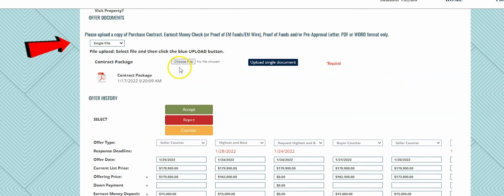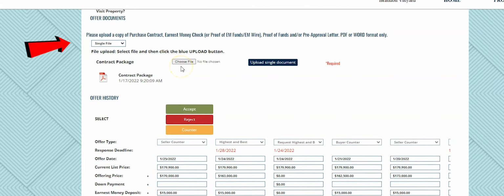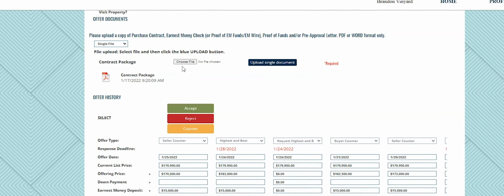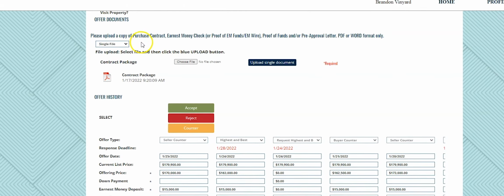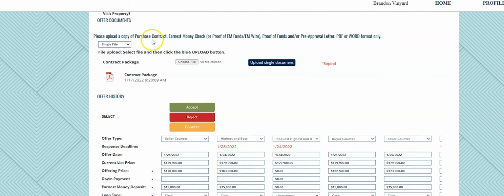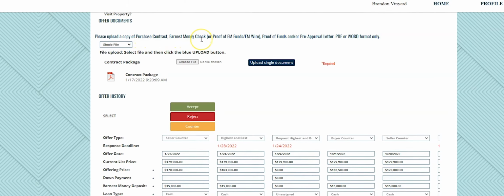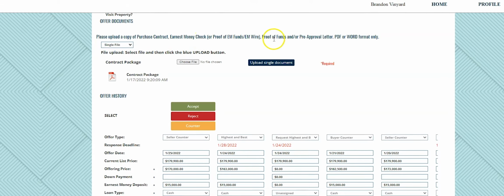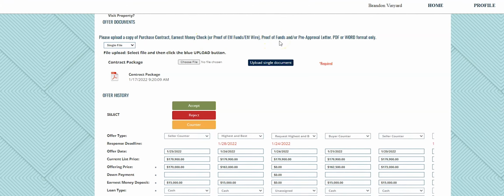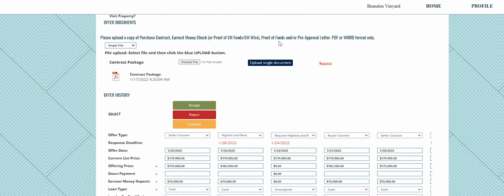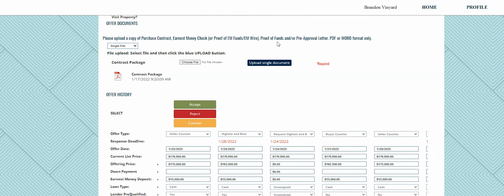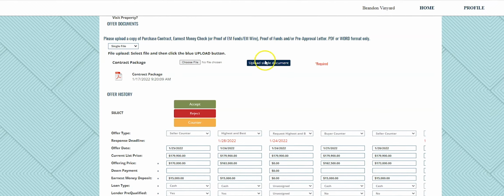Now here you're going to see a good example of how these systems require contract packages to be uploaded before they can be submitted. It's telling you right here what they want. In a single file: purchase contract, copy of the earnest money check or the bank wire for the EMD, and the proof of funds or pre-qual letter. They want all three of these things uploaded in one PDF into the system. You cannot hit the submit button until this is uploaded.